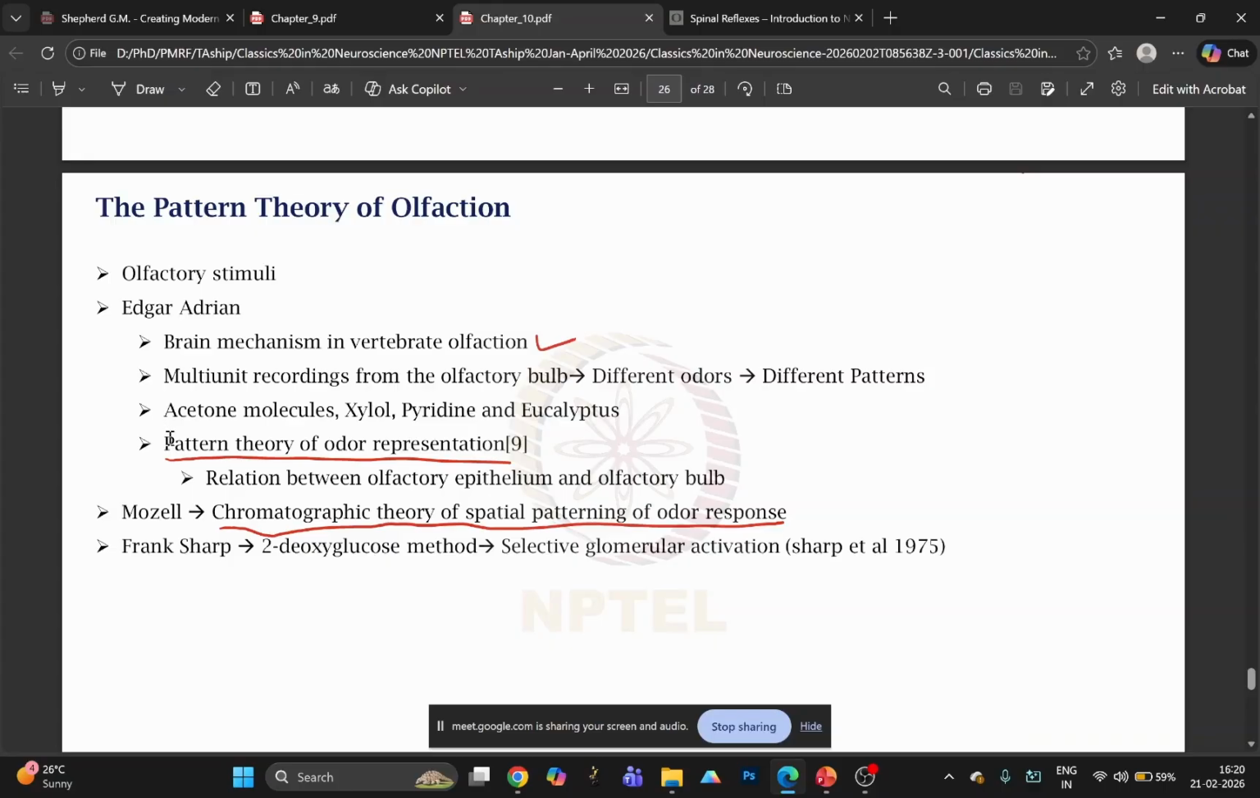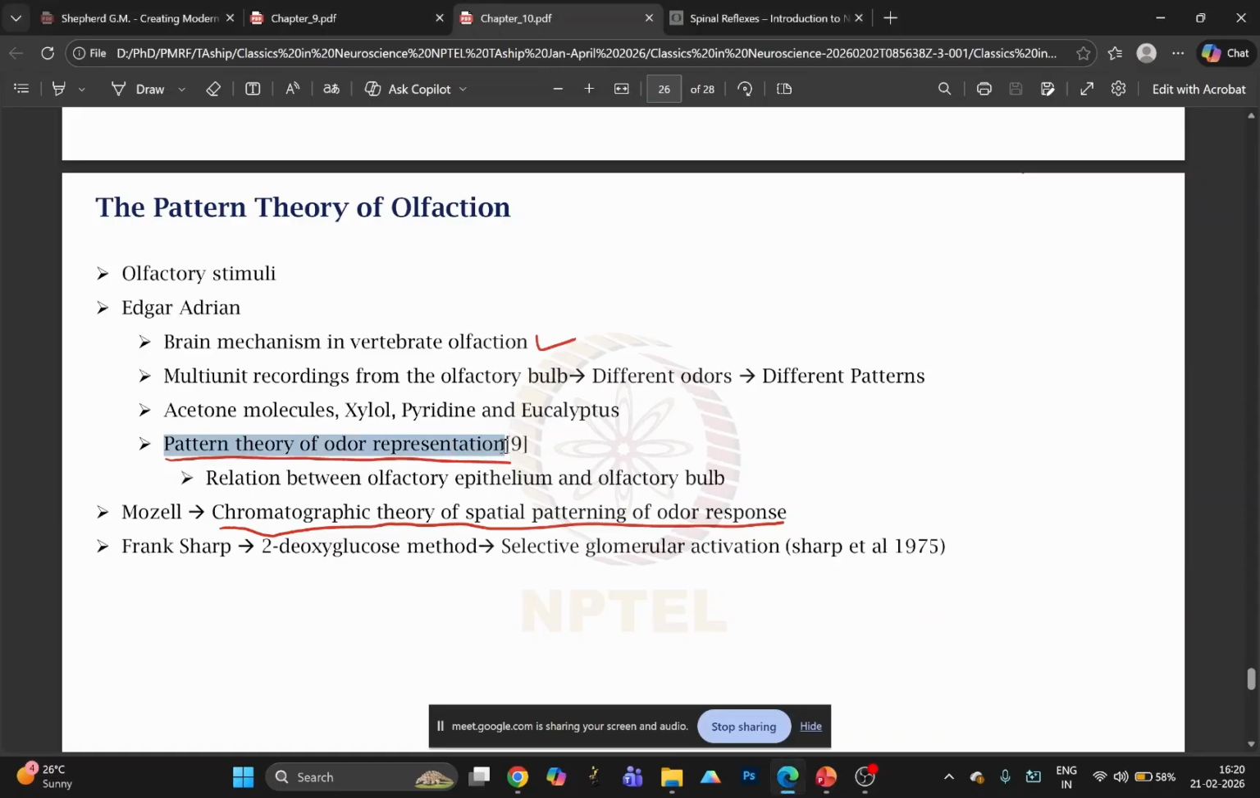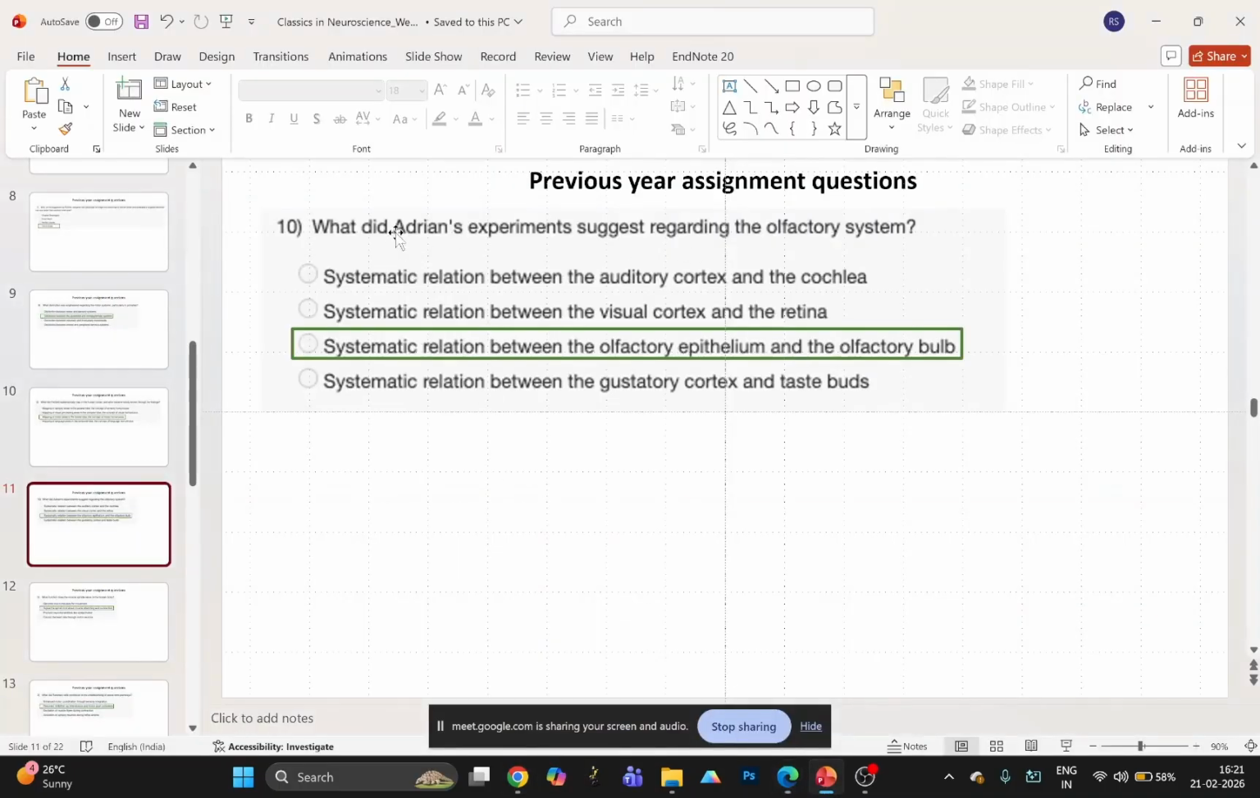His idea that this kind of phenomenon is happening was called the pattern theory of odor representation. His experiment suggested that there is a systematic relation between the olfactory epithelium and the olfactory bulb. Basically, he showed that depending upon the odor, the impulses that are generated and how the system responds is different.